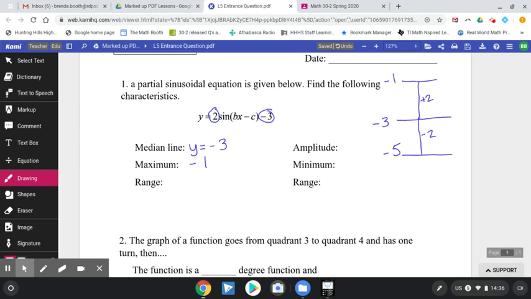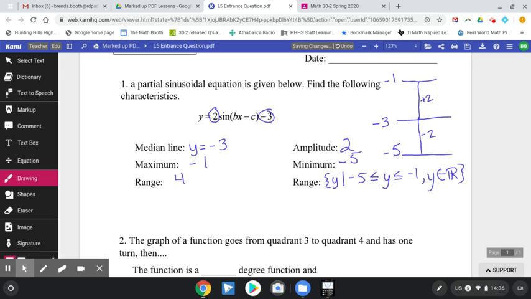The range would be 4 units. So talking about how far it is from the bottom to the top. Another way of doing range is with set builder notation. The range is y, such that -5 is less than or equal to y, which is less than or equal to -1. And y is an element of real numbers. Amplitude is our A value, so amplitude is 2, and the minimum would be -5.